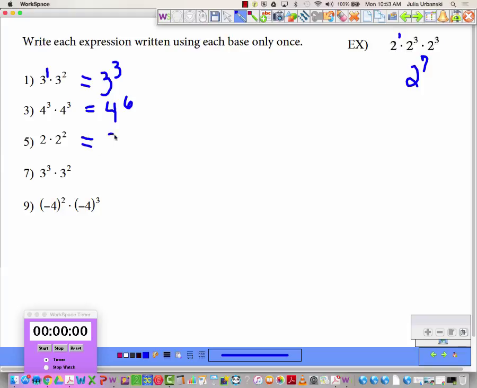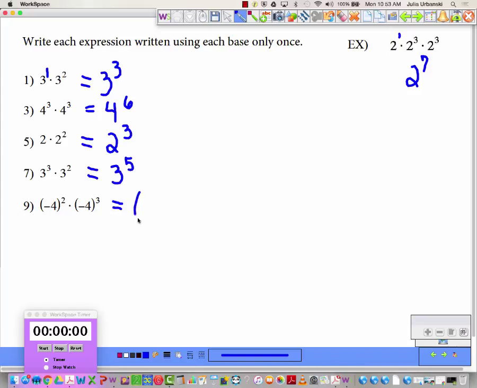Alright, what's this one going to be? 2 to the 3rd. Good. This one? Yes. 6, 5. No, what's the base? 3. Oh, good job. Excellent. The base doesn't change.